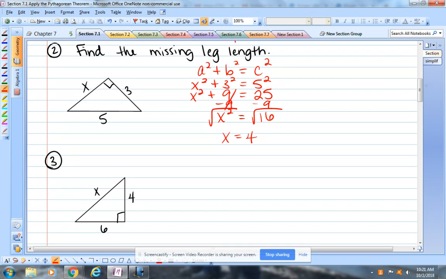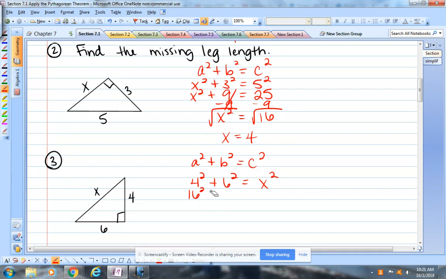All right, so we're looking for the hypotenuse. So how do we set up this problem, y'all? What did y'all put for A and B? So 4 squared plus 6 squared equals, you could leave it C or you could call it X since they called it X. What is 4 squared?